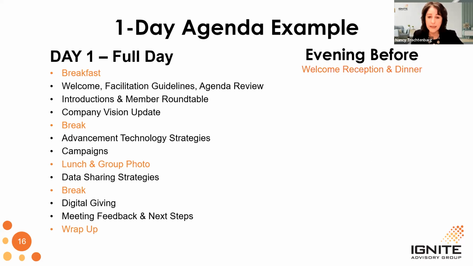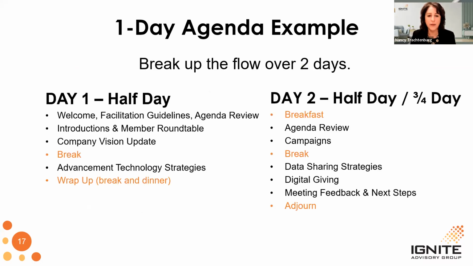So a 1-day agenda would be: bring them in for a welcome reception and dinner the night before. And the next day have a meeting from say 8 to 4. It would be the same start with welcome, introductions, company vision update, and then 4-ish topics, with good breaks, and then wrap up by about 4 o'clock, which allows people to still get home that same day, depending on where your meeting is and where they're headed back to.